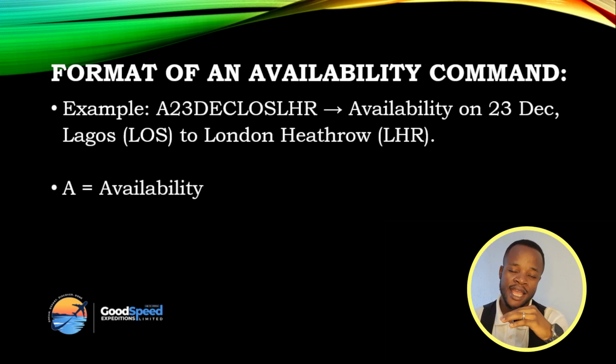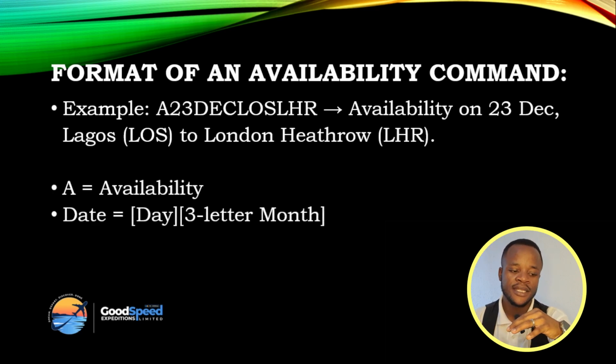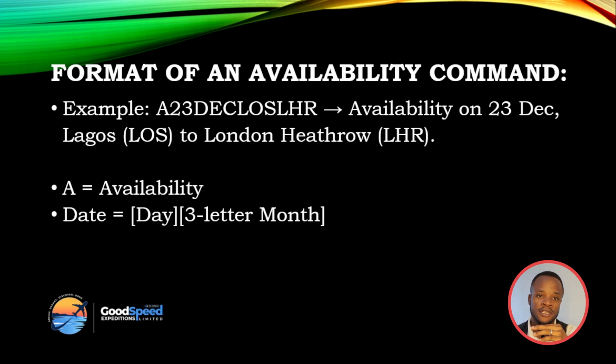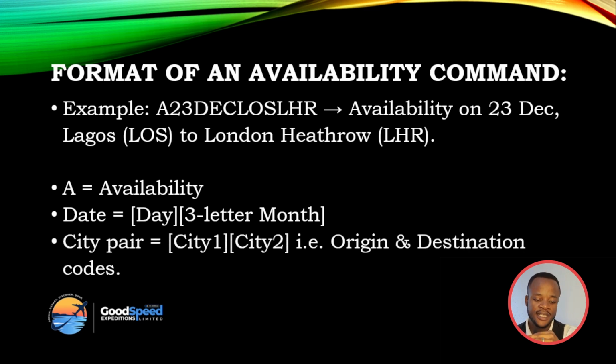Just to break it down, A is availability, the date, the day, and the first letter of the month, so they follow each other. City pair, so city 1, city 2, they stand beside each other, as you can see above. City 1, city 2, LOS LHR. This is the date, 23rd of December. But let me give you a practical example on Galileo. So let's dive into Galileo.